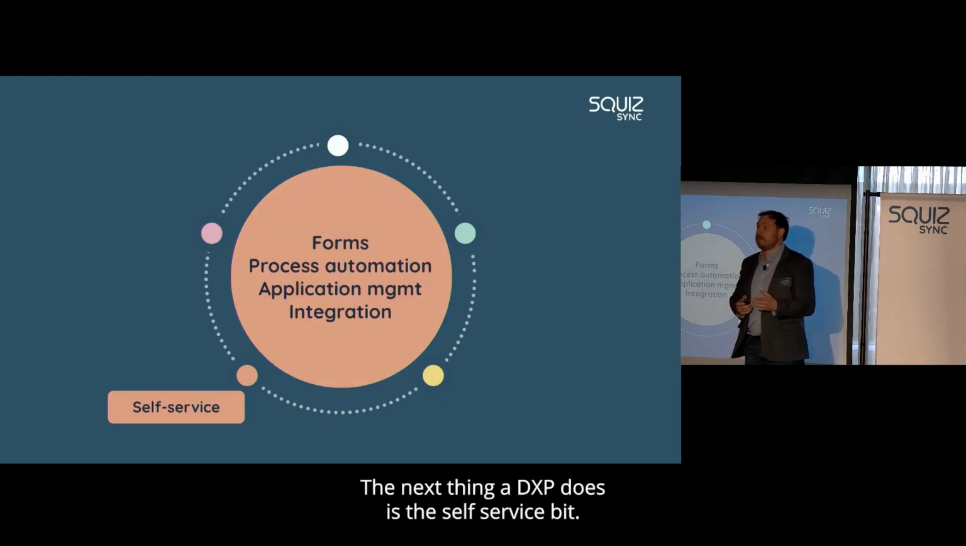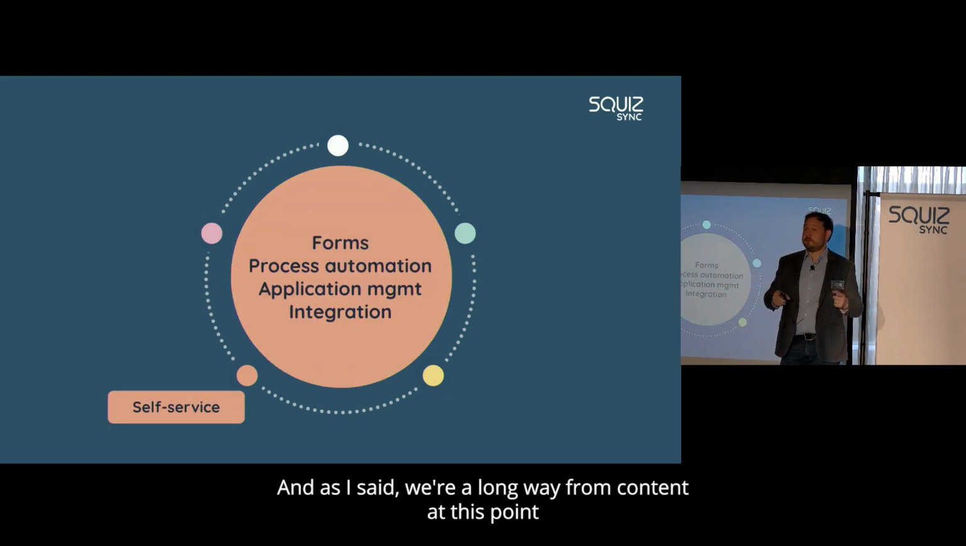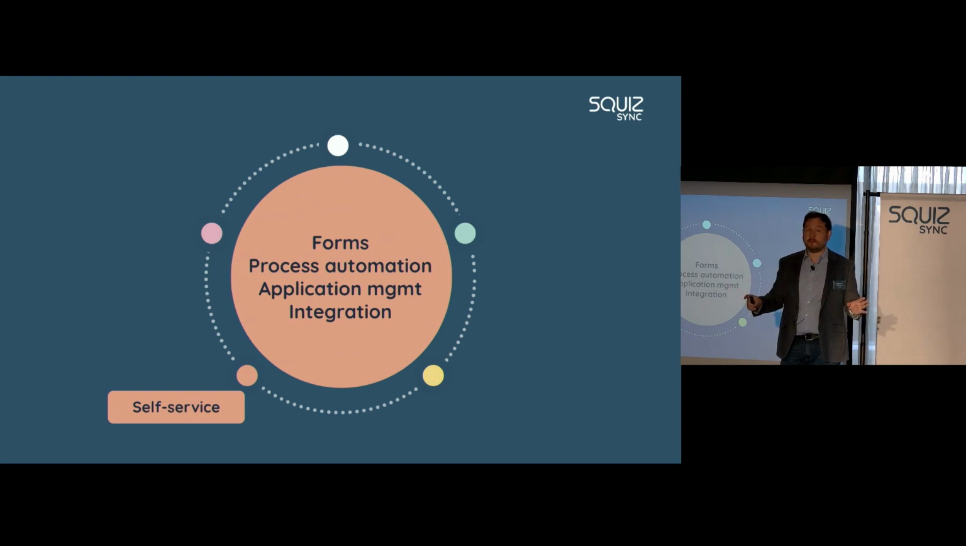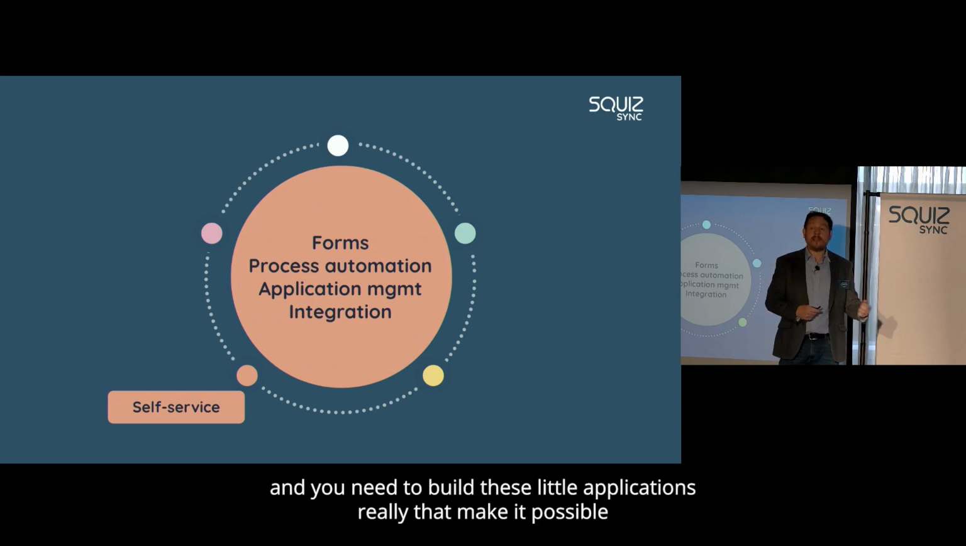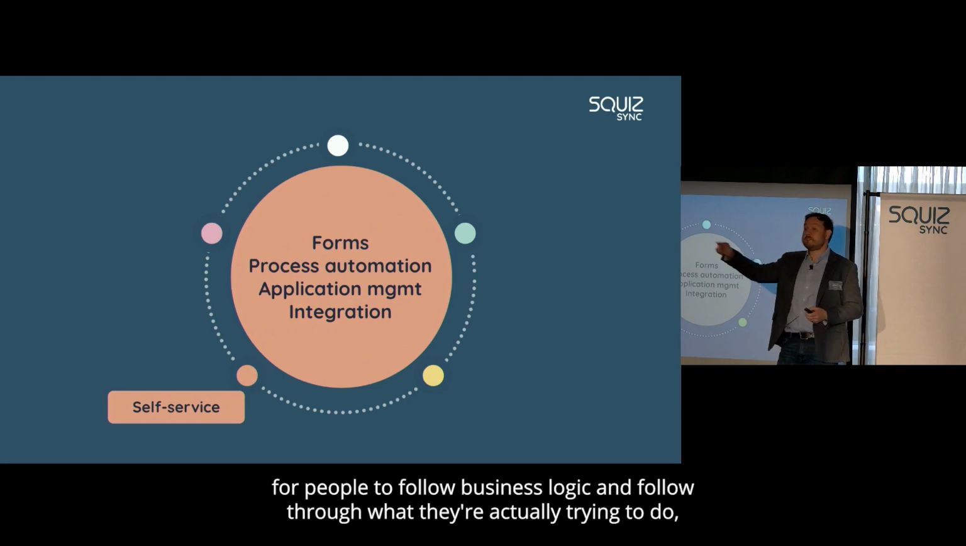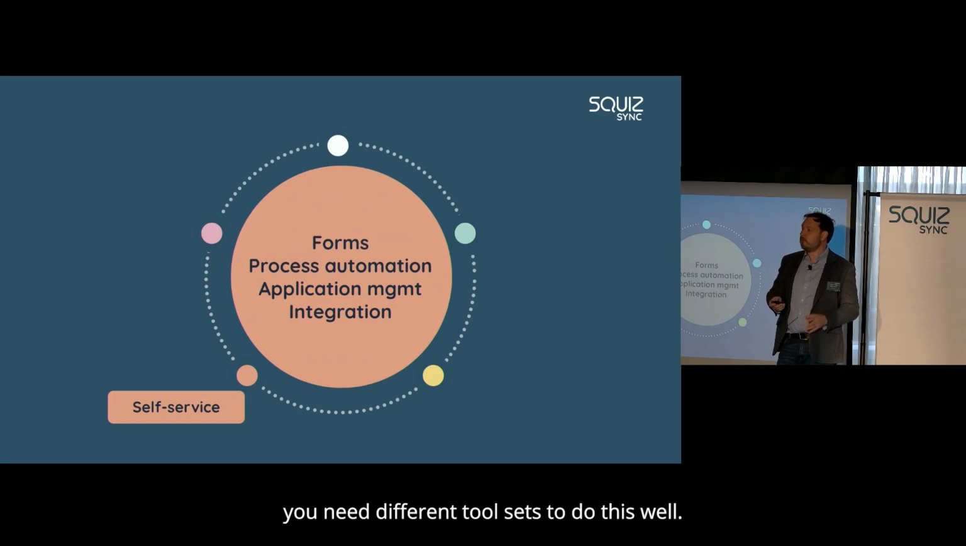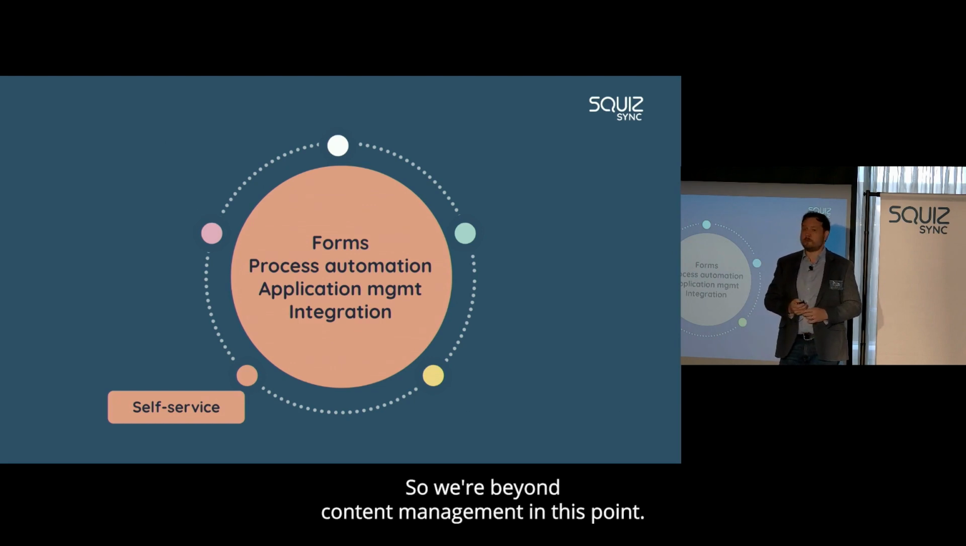The next thing a DXP does is the self-service bit. And as I said, we're a long way from content at this point. To allow people to self-serve, you need to work across different systems. So you need to integrate well, and you need to build these little applications, really, that make it possible for people to follow business logic and follow through what they're actually trying to do. You need different tool sets to do this well, so we're beyond content management at this point.